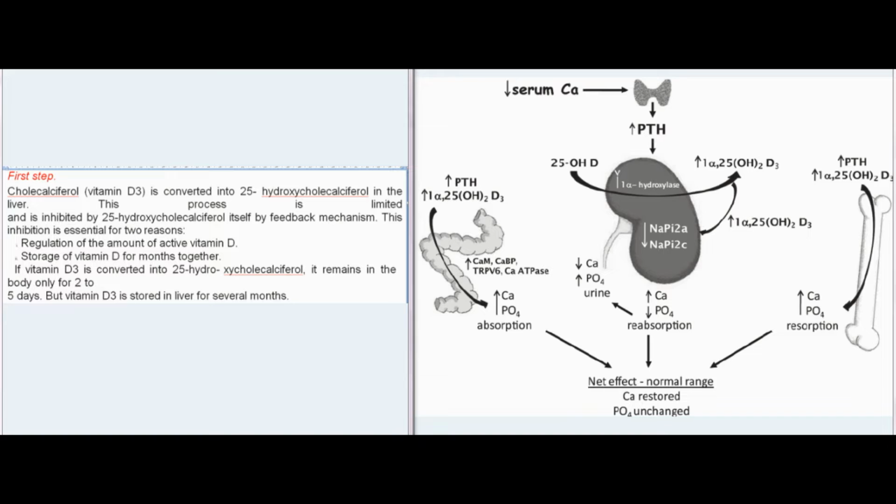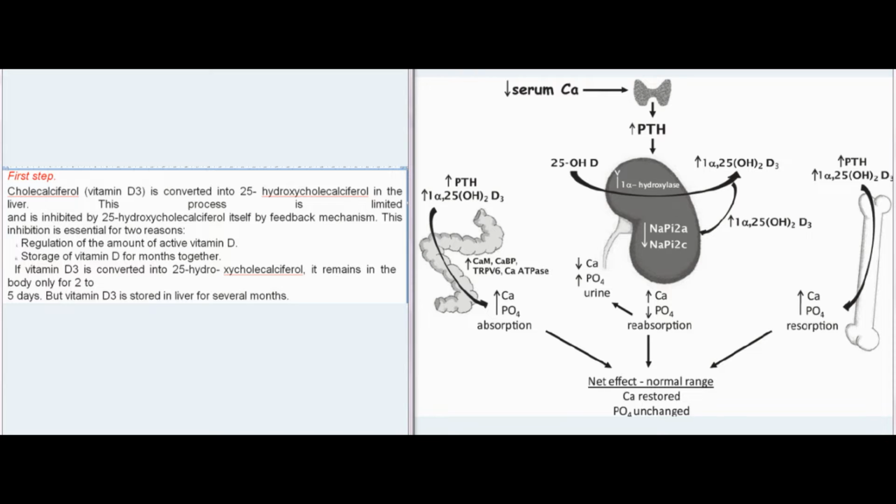Role of PTH in the activation of vitamin D. Vitamin D is very essential for calcium absorption from the GI tract. But vitamin D itself is not an active substance. Instead, vitamin D has to be converted into 1,25-dihydroxycholecalciferol in the liver and kidney in the presence of PTH. The 1,25-dihydroxycholecalciferol is the active product.